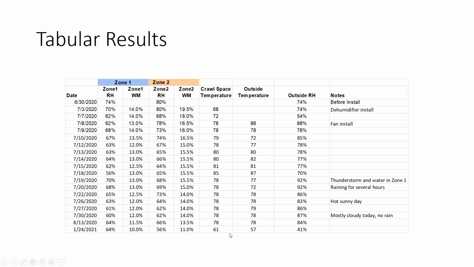Keep in mind, too, that the temperature I took inside the crawl space is near Zone 1, which is also near the dehumidifier. So I do have heat and exhaust coming off of the dehumidifier as it's drying the air. That could account for a little bit higher temperature inside near the door versus what is on the outside. Yet overall, still very positive results, going from close to 20% wood moisture in Zone 2 down to 11%, and in Zone 1 dropping from 14 to 10%.